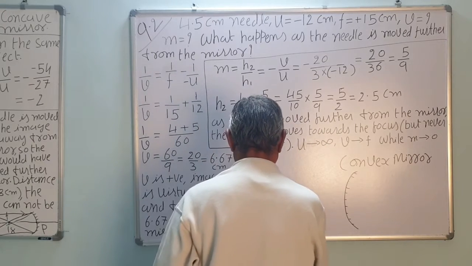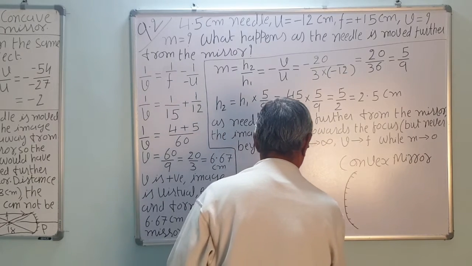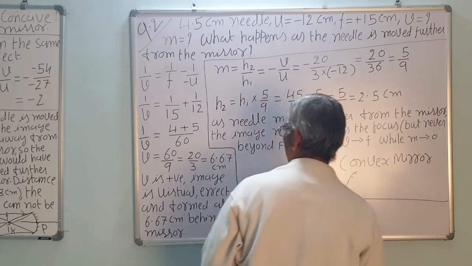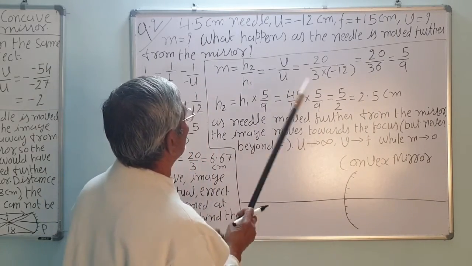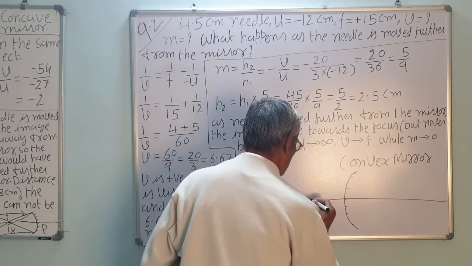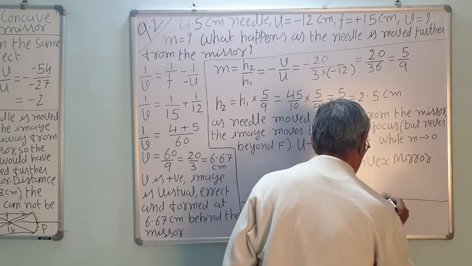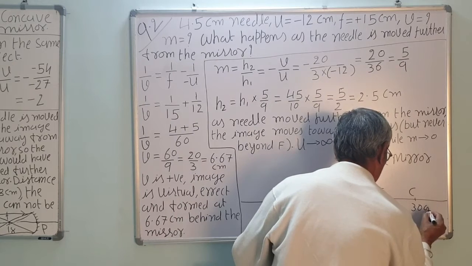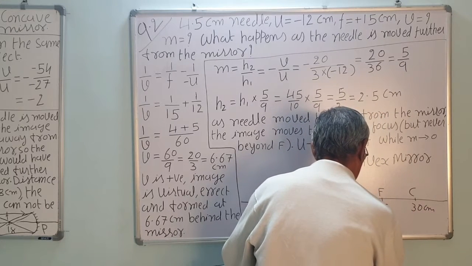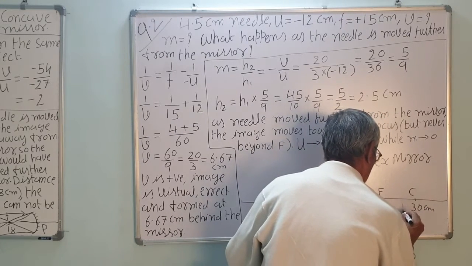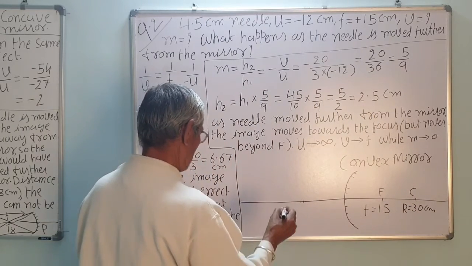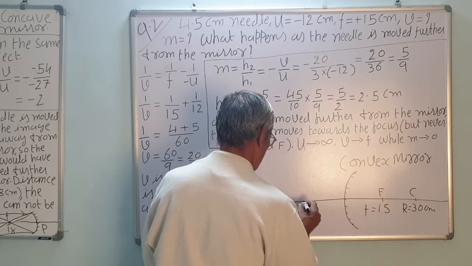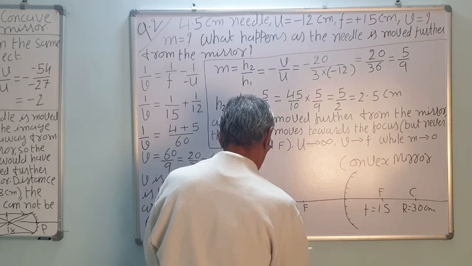Say this is the principal axis. And now focal length is 15 centimeter. So f is equal to 15 and r is equal to 30. This side focal length, suppose C.